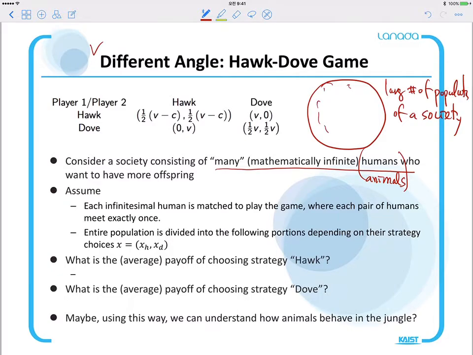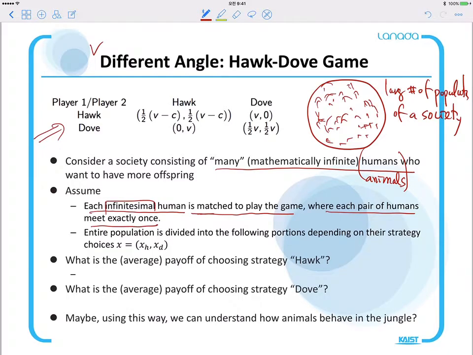Okay, so since there are infinitely many individuals in this society, and each is infinitesimal, infinitesimal means that it's so small that we can ignore each individual. It's a very small point. So each human is infinitesimally small, and we're going to interpret this game as the game where each human or animal is matched to play this game, where each pair of humans meets exactly once.